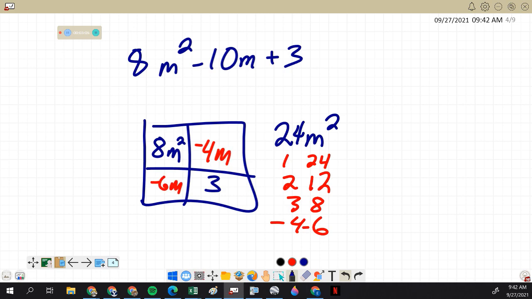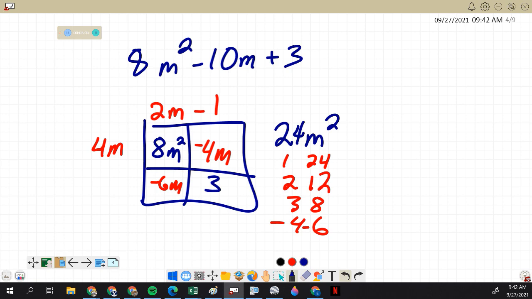This is a little bit tricky. What does the top row have in common? 4m. And if I pull out a 4 and an m, what's left? 2m minus 1. Do you guys see that? Anybody not understand how I got that?